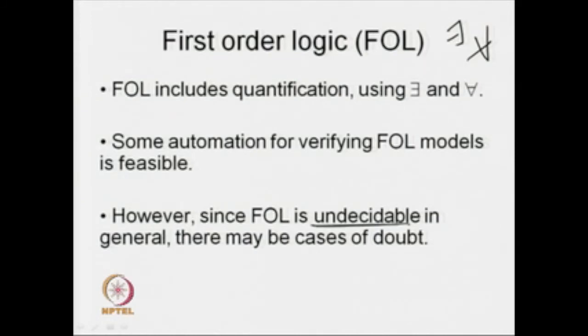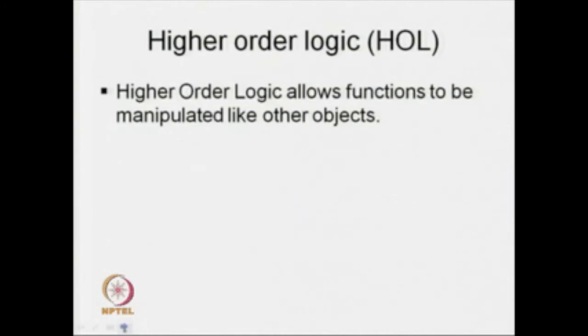So, there may be cases of doubt. When you use first order logic for reasoning about a system, after doing it we may have some doubt in some cases, because it is undecidable. For that, manual intervention is required. Some automation for verifying FOL models is feasible, but not always true. So, automation is not possible for all cases, but sometimes we may get automation also. That means manual intervention is always required when you go for first order logic or higher order logic. So, next is higher order logic.